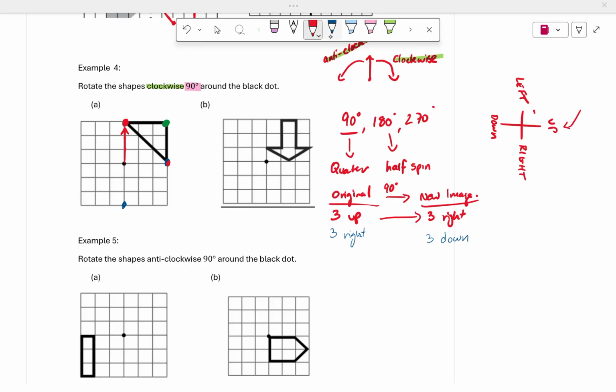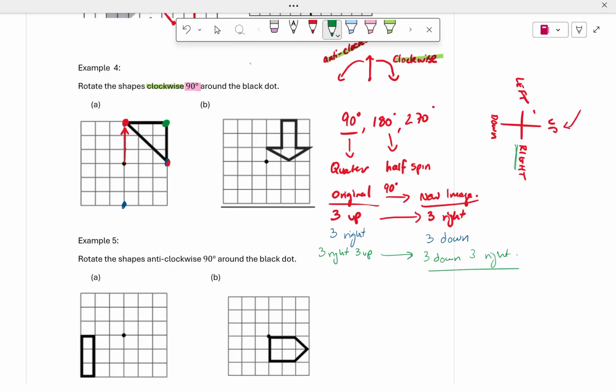Okay, so now for this green one, it is 3 to the right and 3 up. So I have 3 right and 3 up. How does this look in terms of my new rotated image over on the top right? So 3 to the right is actually 3 down, because right is now pointing down, and 3 up is now 3 to the right.